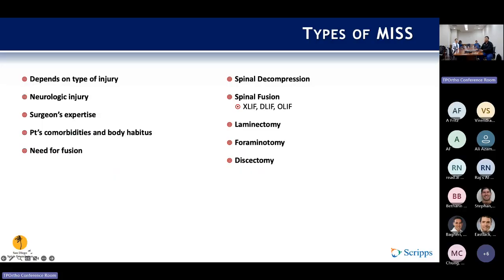Again, the types of MISS that we're using depends on the type of injury. Neurologic injury we talked about, and then we'll go into surgeon expertise, and then patients' comorbidities and body habitus. And do we need to fuse? And on the right-hand side there are types of MIS procedures that we can do in spine.